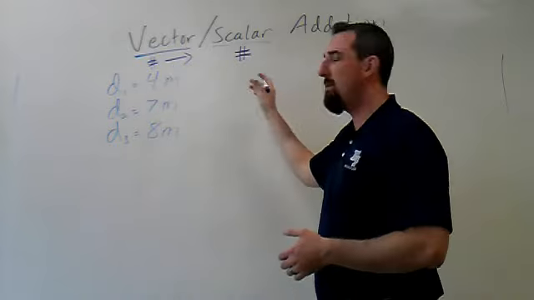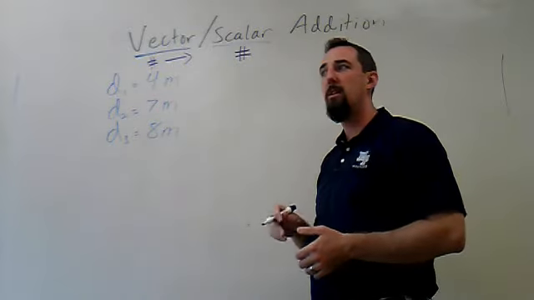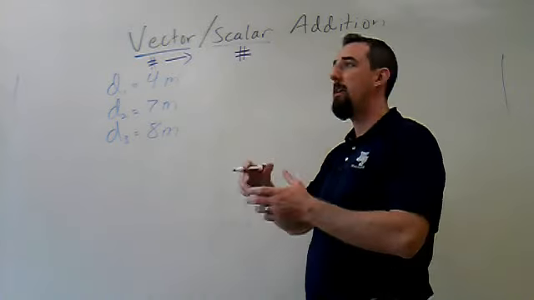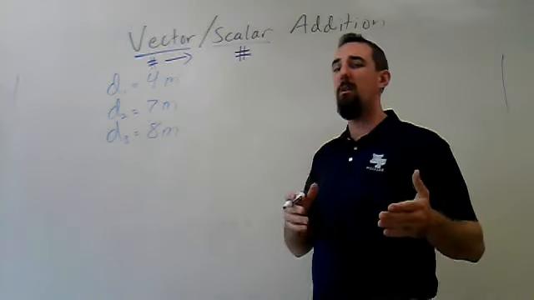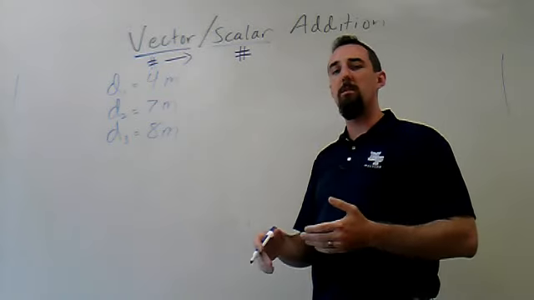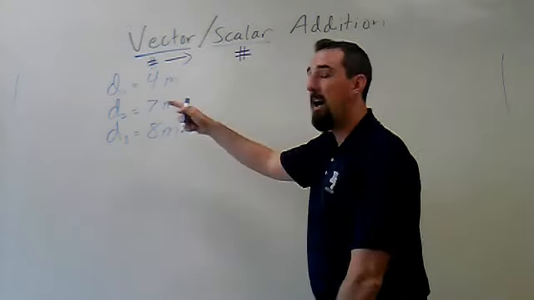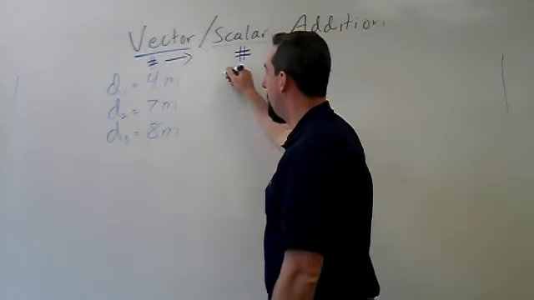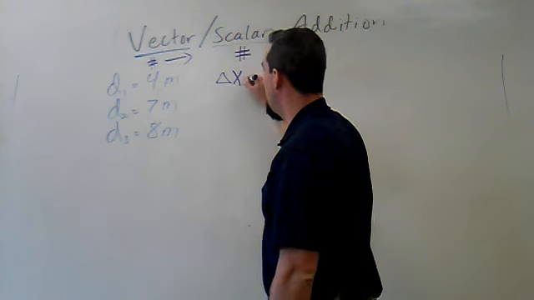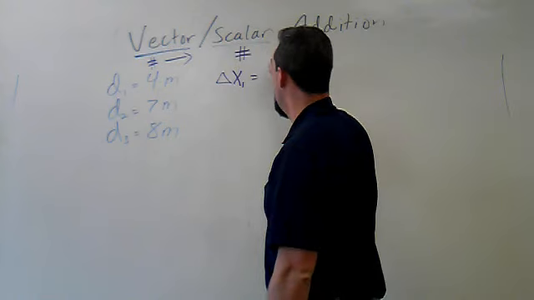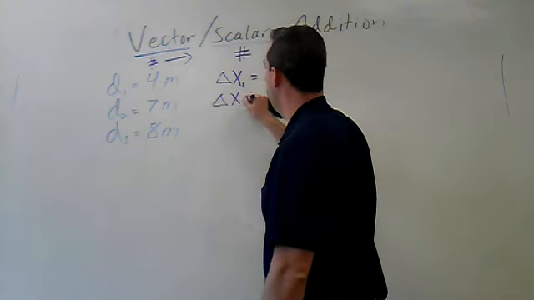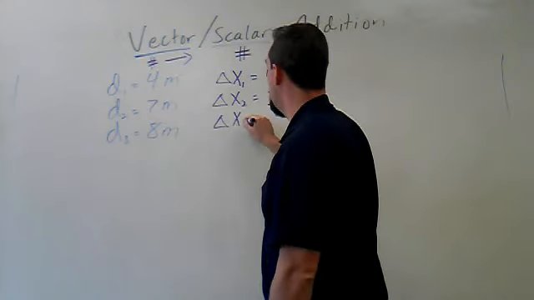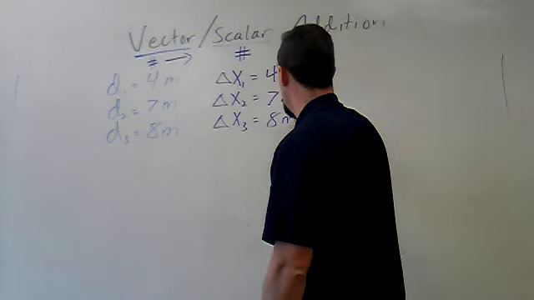Now the reason we have to do these additions separately is because when I want to talk about a total displacement, so, where did I end up from where I started, I can take a whole bunch of different terms. Let's say I went a couple different displacements. I have a couple different displacements on my journey. So the first displacement, delta x1 equals 4 meters. And the second displacement, delta x2 equals 7 meters. And the third displacement, delta x3, is 8 meters.